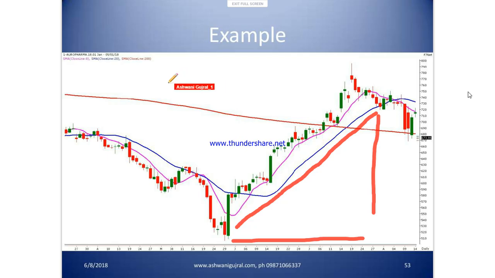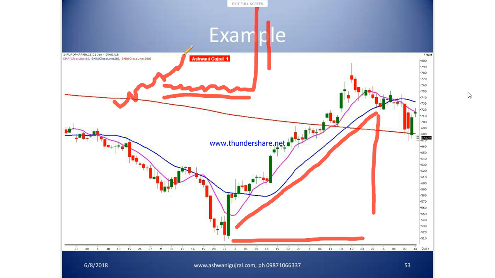Now sometimes what happens is the stock is moving flat and suddenly it does this. Now the time has elapsed, but this is not maturity of trend. Trend maturity has to happen slowly, moving upside.